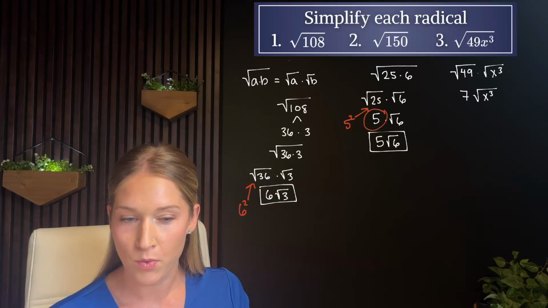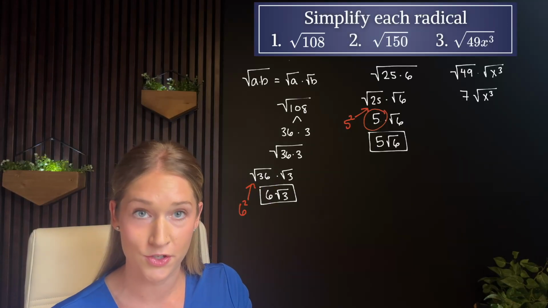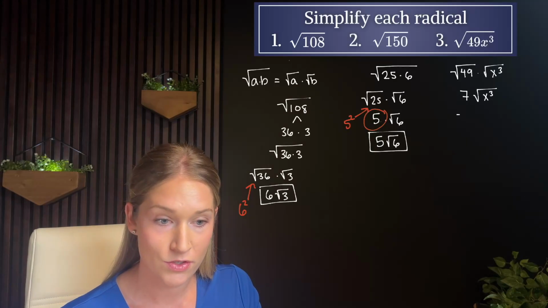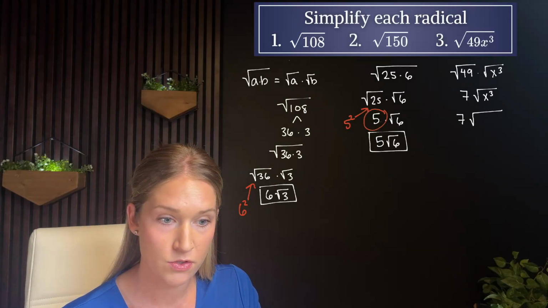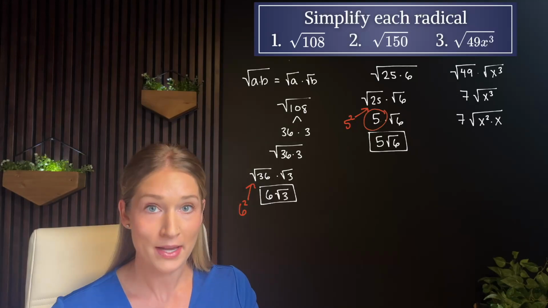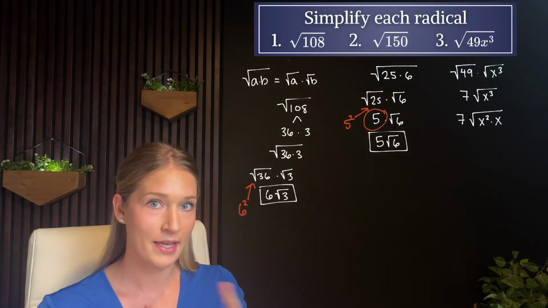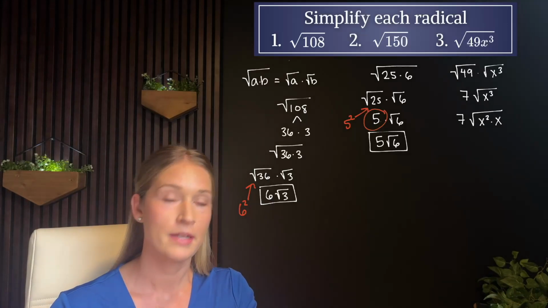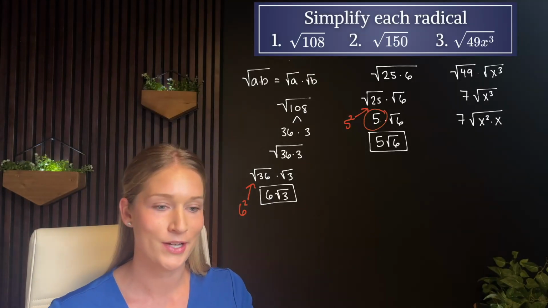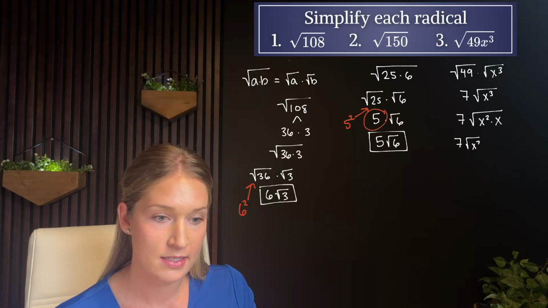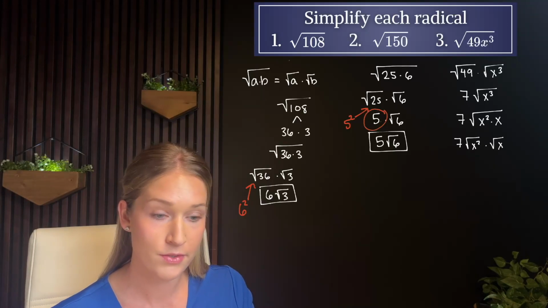So really, I want to rewrite my x to the third as something to the power of 2. So what I can do is split it up into x squared times that third x. So x cubed is x times x times x. That's what I have here. I'm just doing x times x in one group and then times x to get that third x. So then I can split up my radicand into two separate radicals.